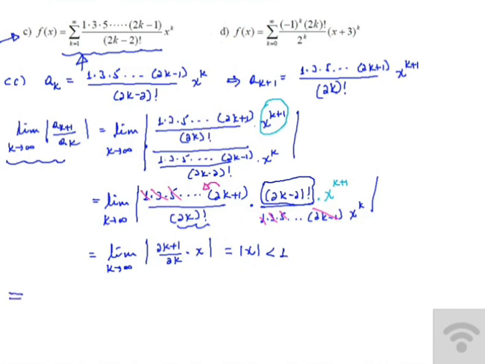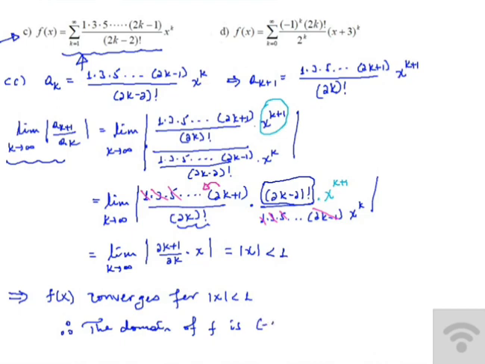Okay, so this function will be defined only on this interval. So this implies the power series, or f of x, converges for absolute value of x less than 1. Therefore domainችን ምን ይሆናል ማለት ነው? From -1 up to 1. Okay, open interval -1 up to 1 ይሆናል ማለት ነው የዚህ function domain.